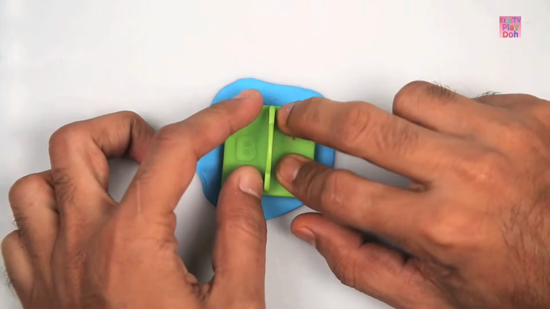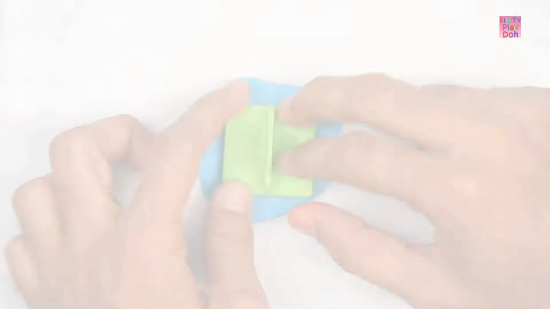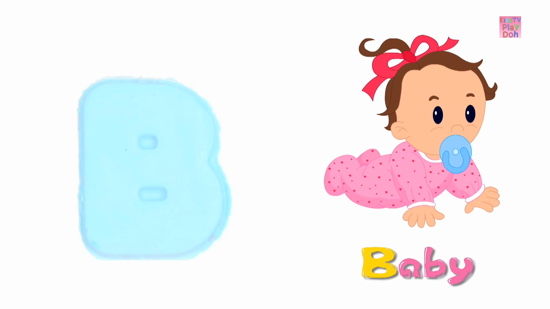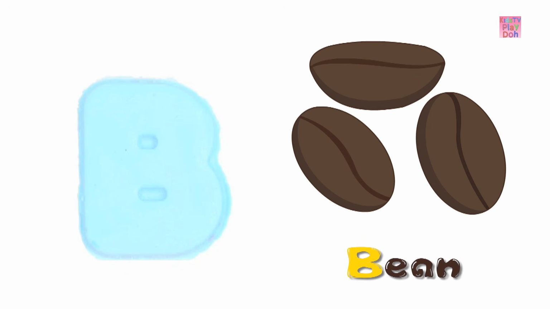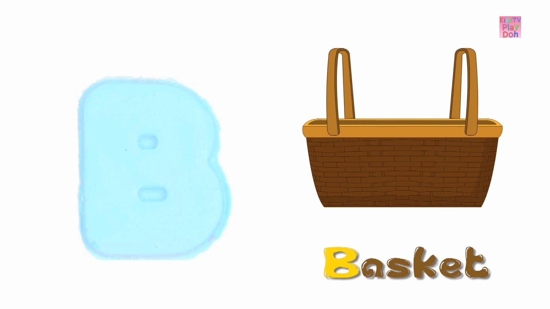Here comes the letter B. B is for ball. Ball. B is for baby. Baby. B is for bean. Bean. B is for basket. Basket.